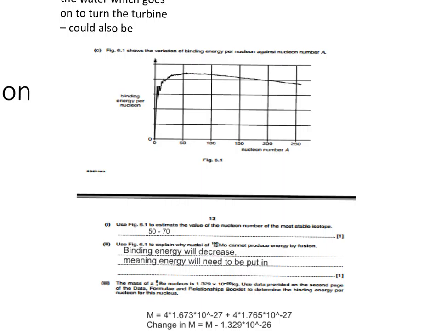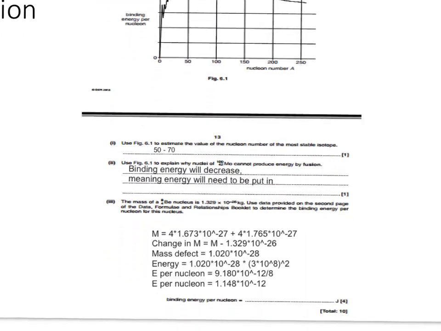The first question is to use that graph to estimate the value of the nucleon number of the most stable isotope. It accepts from 50 to 70, which is roughly around here where it is. Anywhere in that sort of gap will be acceptable for the answer. You also need to use that.